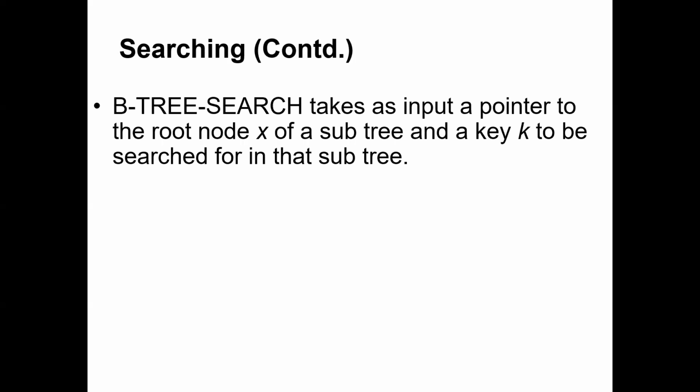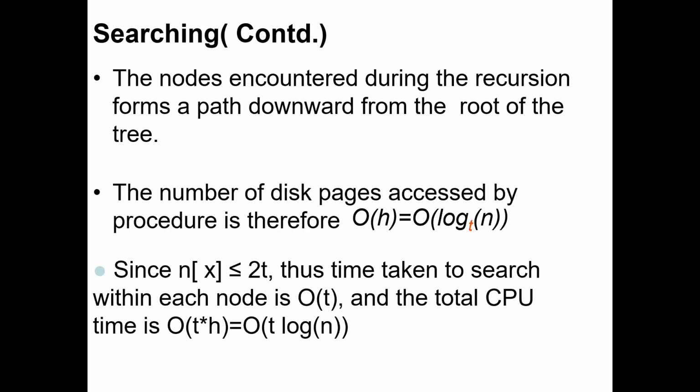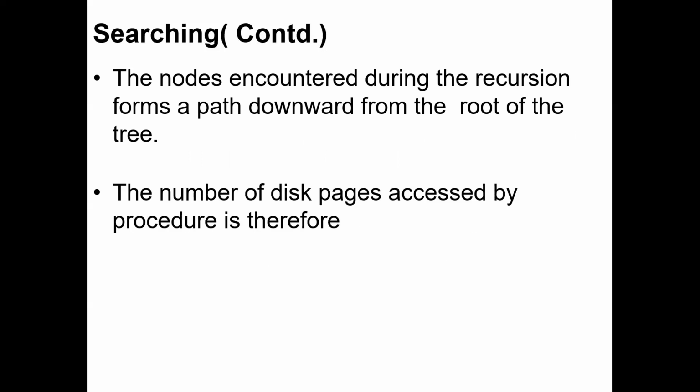So B-tree search takes as input a pointer to the root node x of a subtree and a key k to be searched. And this searching operation is typically similar to the binary search tree operation. However, if we discuss the time, the number of disk page accesses produced by this procedure is order of h, which, as per the equation seen for the height of the B tree, is O of log n base t.